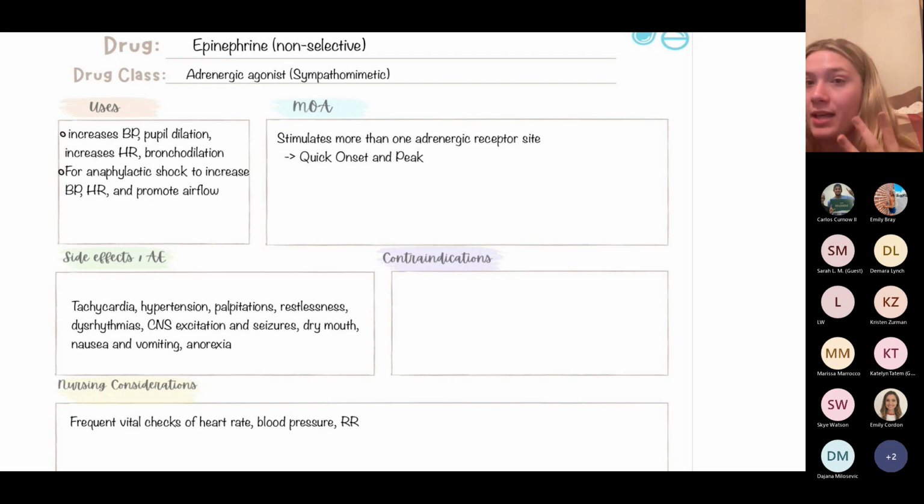It's got a very quick onset and peak, but a lot of our signs and symptoms are more anxiety related. So that tachycardia, hypertension, restlessness, nausea, vomiting, just because we just gave them a pretty big jolt of epi that works very, very fast. So whenever you're administering epinephrine or you have a patient that's receiving epinephrine, we do need to get a quick set of vitals on them, check their heart rate, blood pressure, respiratory rate, etc. for our epinephrine.